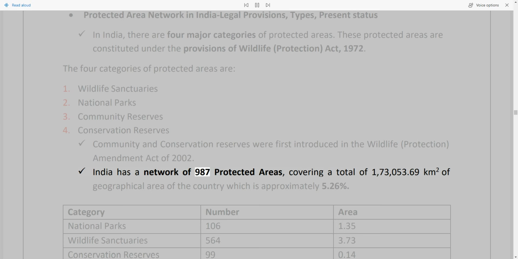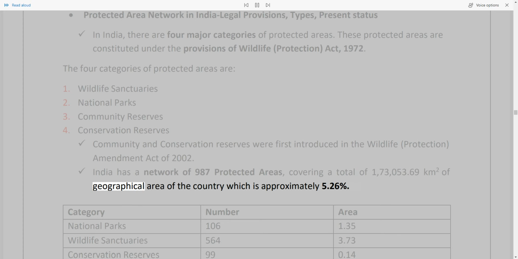India has a network of 987 protected areas, covering a total of 173,053.69 km² of geographical area of the country, which is approximately 5.26%.